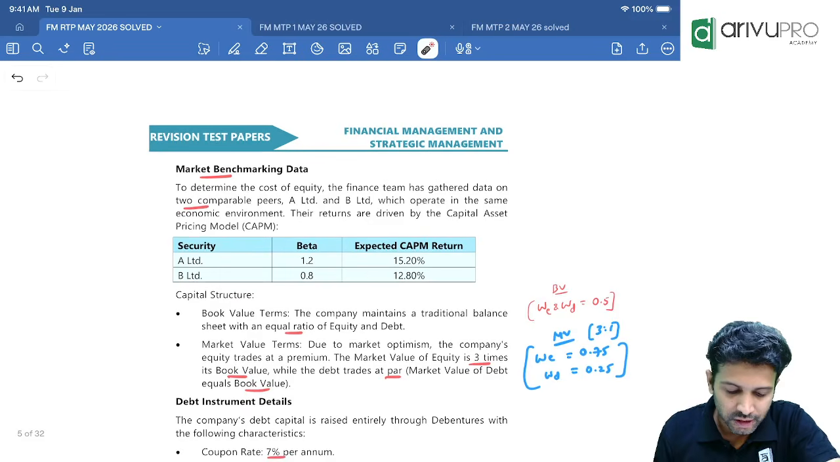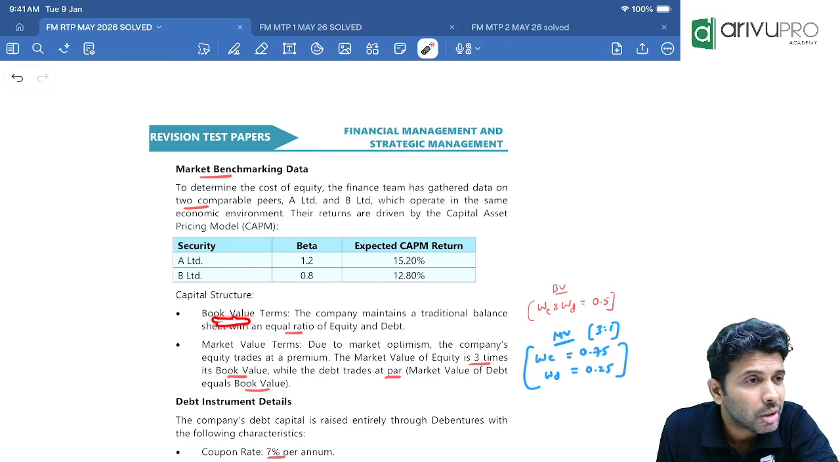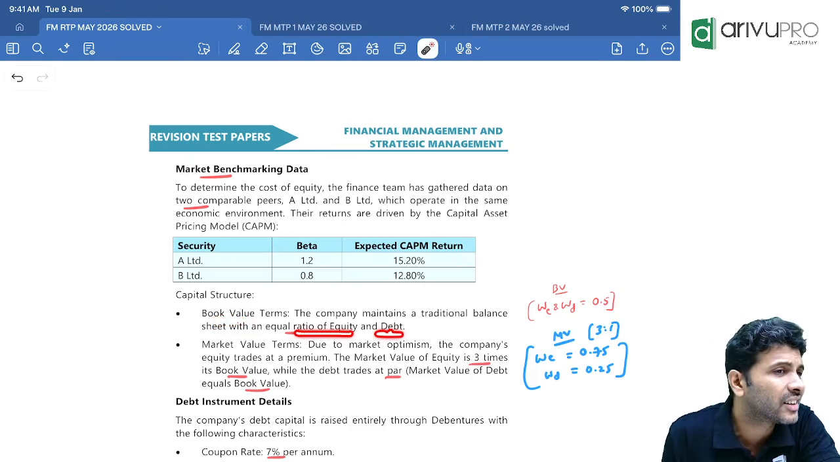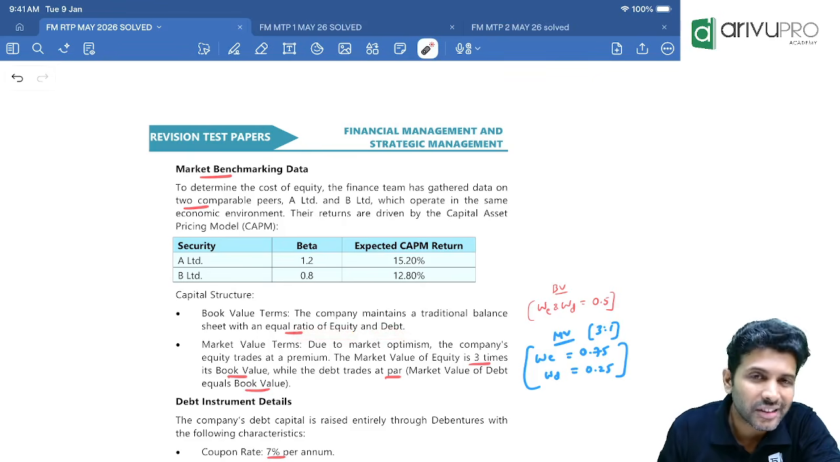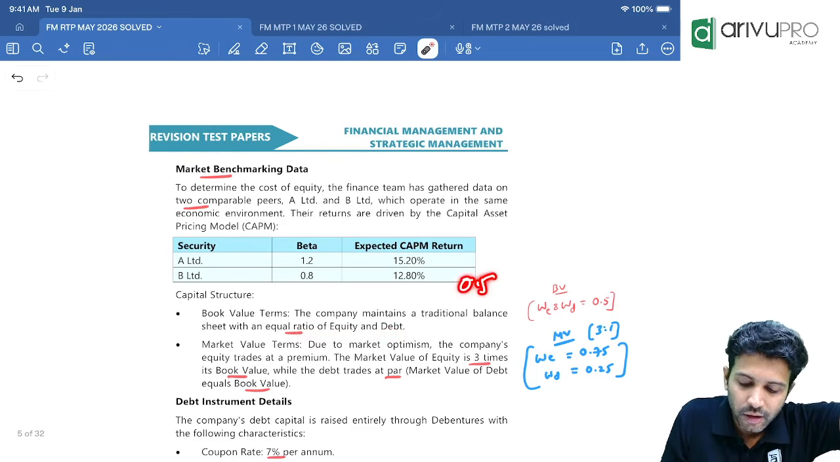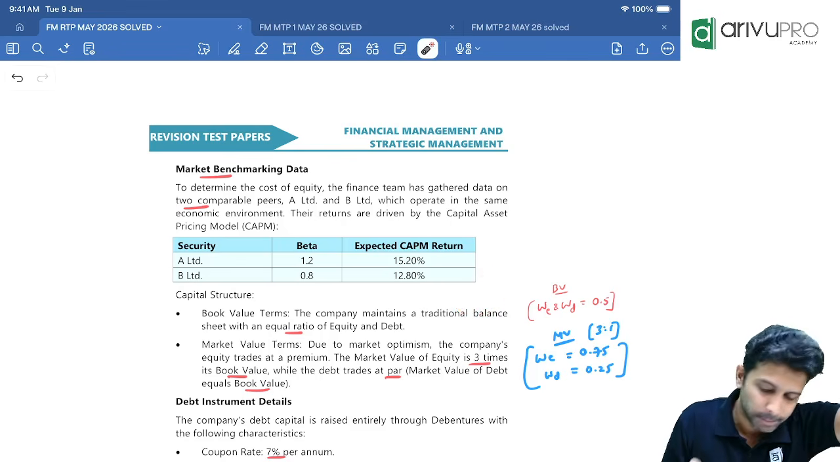Now some book value terms they've given. Check. The company maintains a traditional balance sheet with an equal ratio of equity and debt. Sir, this is on what terms? Book value. They're saying on book value we have an equal ratio of equity and debt. That means the weightage of equity and debt is different or same? So indirectly they're saying what? Weight of debt is 0.5, weight of equity is also 0.5, because total weight is always 1. So that's what they gave you.